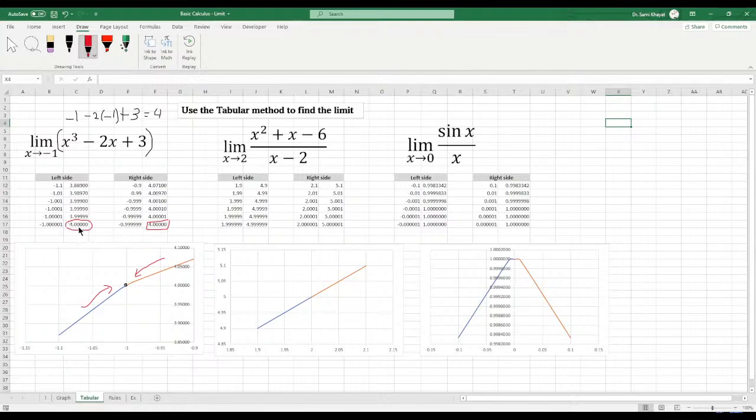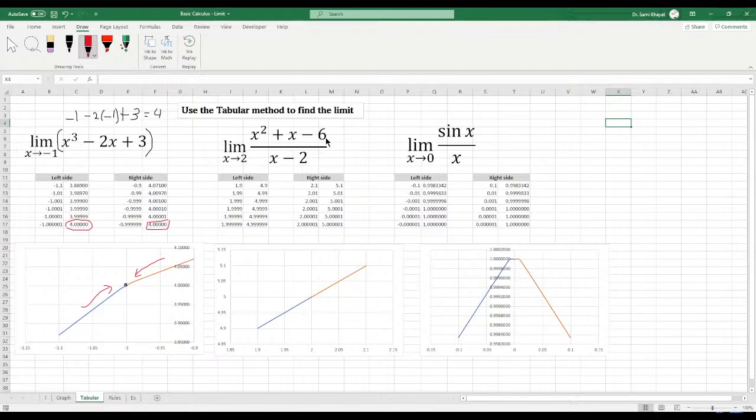If they are not equal, for example, if this one goes to 4 and this one goes to 7, at that time the limit does not exist. But you can see this one: the nearer I come, I am approaching 4. This is easy. Now, what about this one?